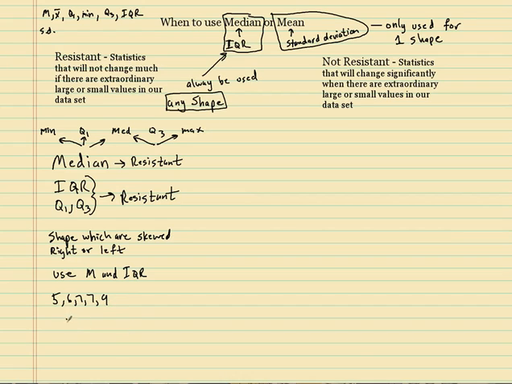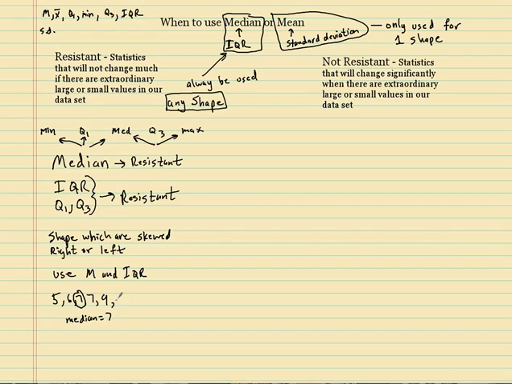So the median equals 7, because that's just how you do it. You guys should know how to do it. You just keep your list ordered from least to greatest and keep knocking these out until you get to the middle. So there's an odd number, so that's my median.